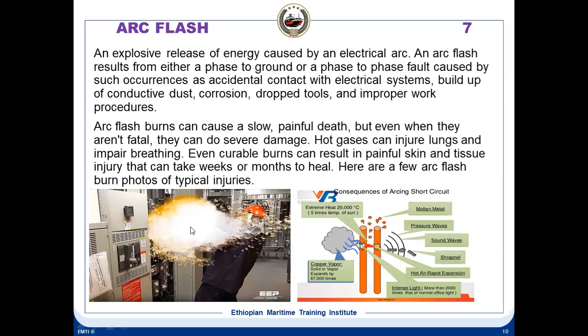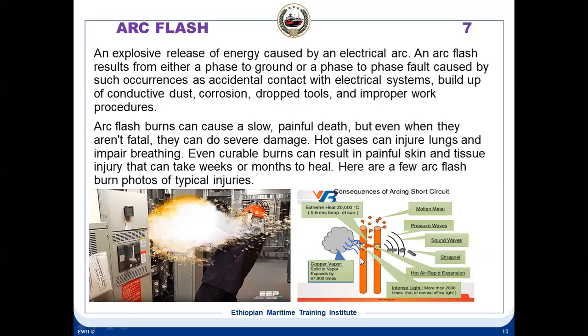These injuries can be different types of burns, like degree 1, degree 2, degree 3. A degree 1 burn is a mild burn, degree 2 can damage your skin, but degree 3 is extreme. It can have very deep burns. So the burn degrees, number 1, number 2, number 3, can also be curable burns because of the arc flash.